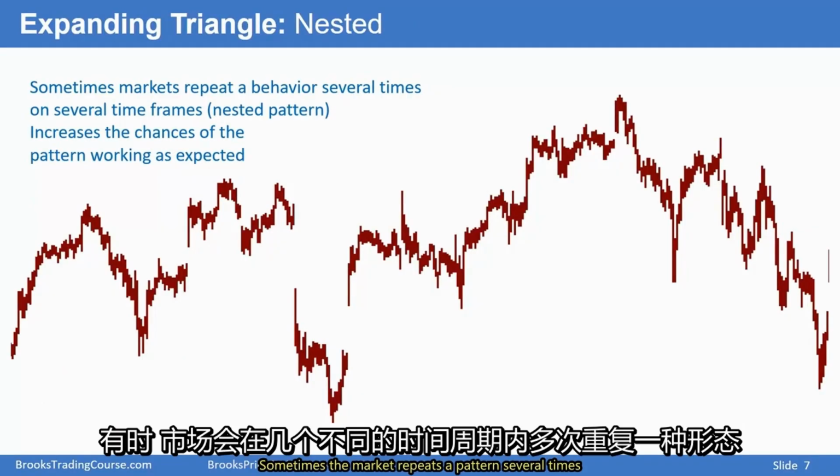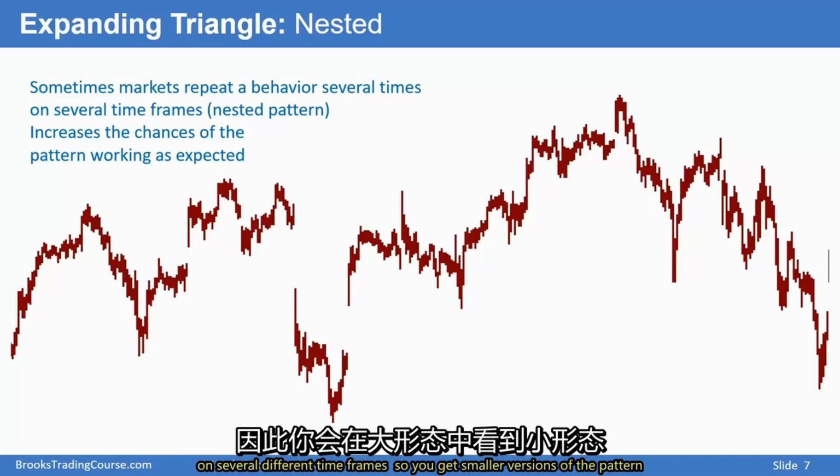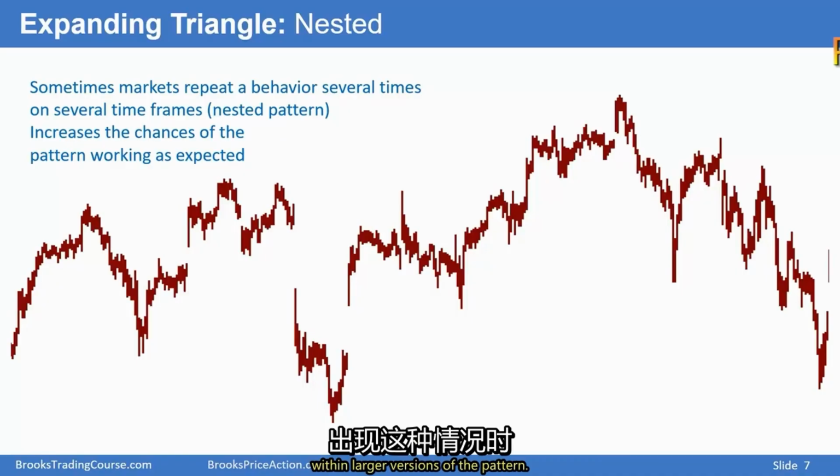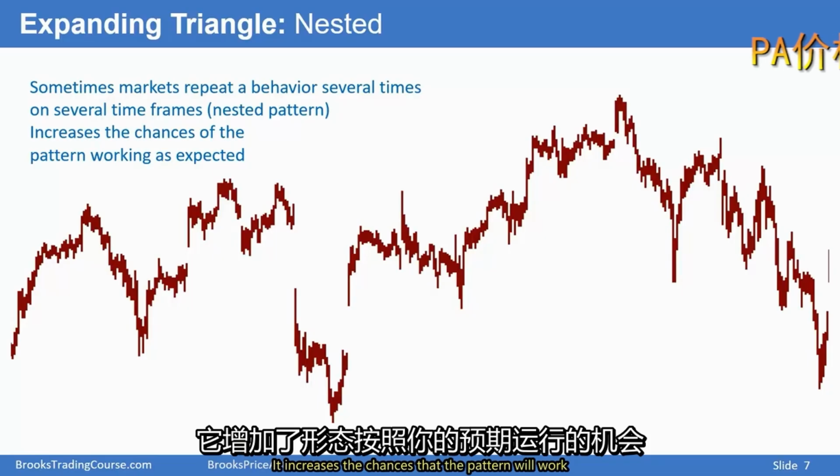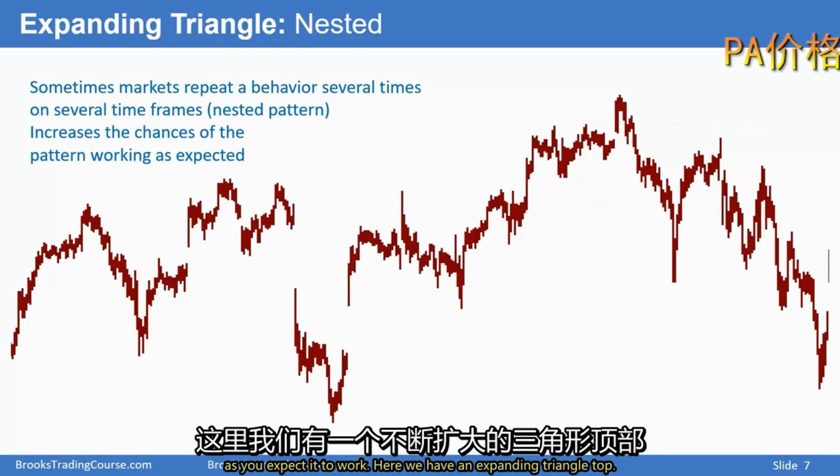Sometimes the market repeats a pattern several times on several different time frames. So you get smaller versions of the pattern within larger versions of the pattern. When that happens, I call it a nested pattern. It increases the chances that the pattern will work as you expect it to work.